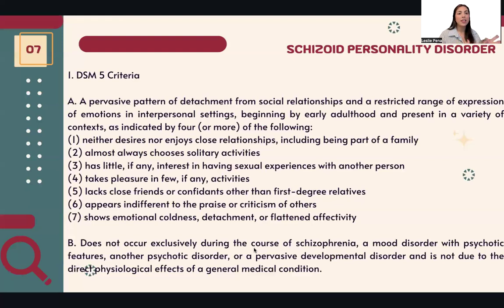These symptoms are present in early adulthood, and they're present in a lot of different contexts, which is typical for personality disorders. And these are indicated by four or more of the following, which are the ones that I just mentioned. The one that I didn't mention was showing emotional coldness, detachment, or flattened affectivity. And this does not occur exclusively during the course of schizophrenia, a mood disorder with psychotic features, another psychotic disorder, or a pervasive developmental disorder.